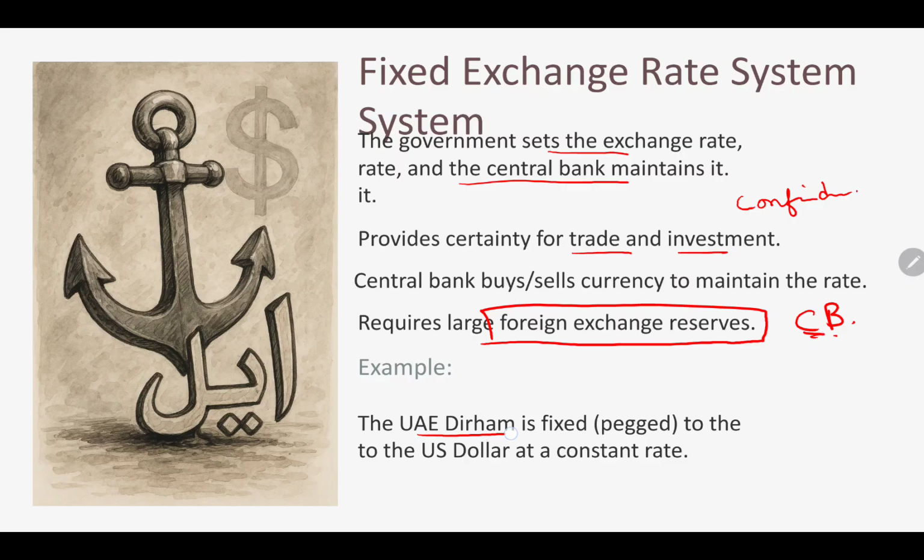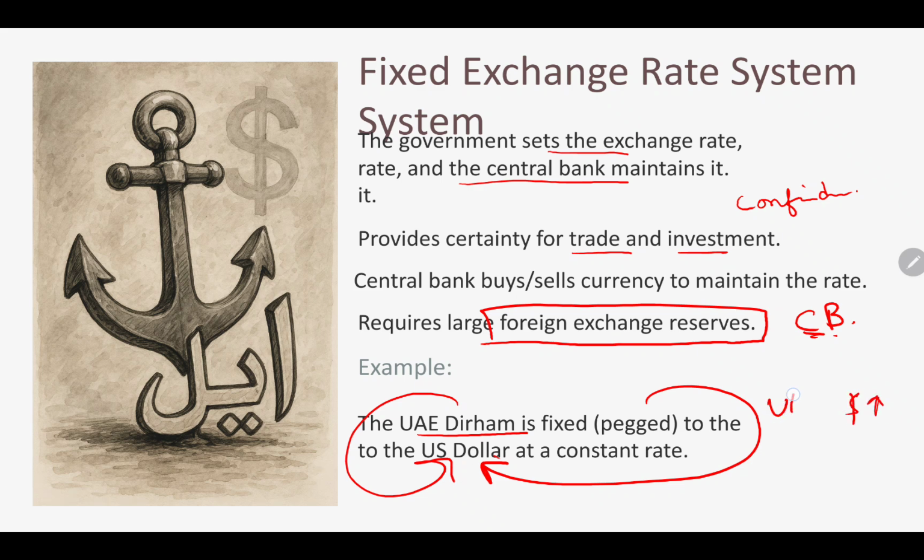Example, the UAE dirham is fixed, pegged to the US dollar, because there was a treaty between the UAE and the US that the UAE dirham will be pegged with the US dollar. So whenever the US dollar changes, the UAE dirham will change. Okay, because the biggest commodity between the US and UAE is oil. So that's why it is pegged with the dollar.